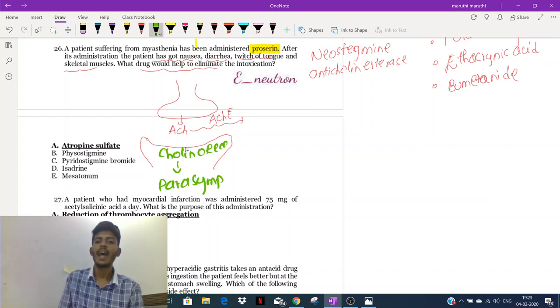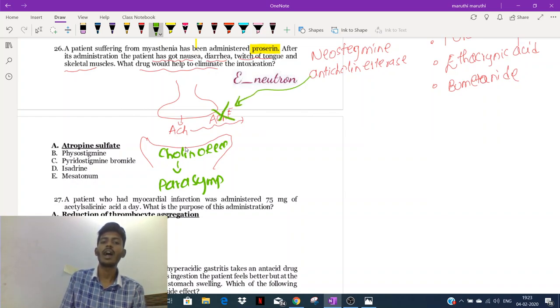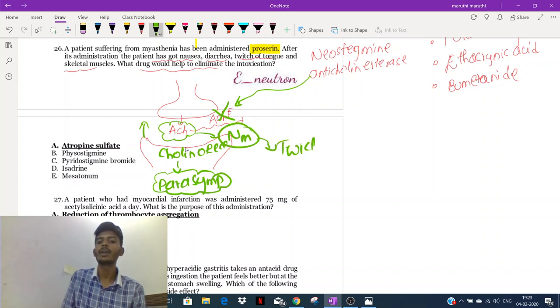Now, when I have this anticholinesterase drug, this will go and block this enzyme. If I don't have this acetylcholinesterase, what will happen? Acetylcholine quantity will be increased. If I have more acetylcholine, more activation of the parasympathetic system. At the same time acetylcholine will also stimulate NM receptors. If NM receptors are stimulated, there will be twitching. What do I mean by twitching? Muscles will start to contract, because NM receptors can also be stimulated by acetylcholine. So that will be the side effect with this drug.